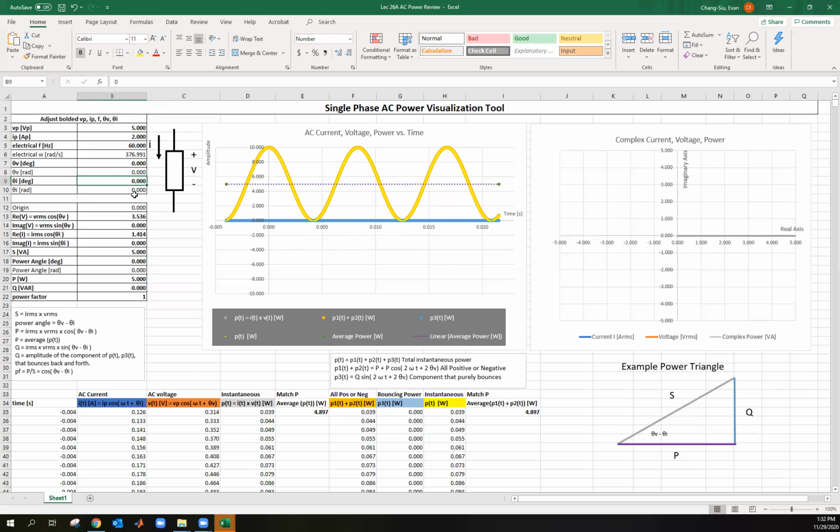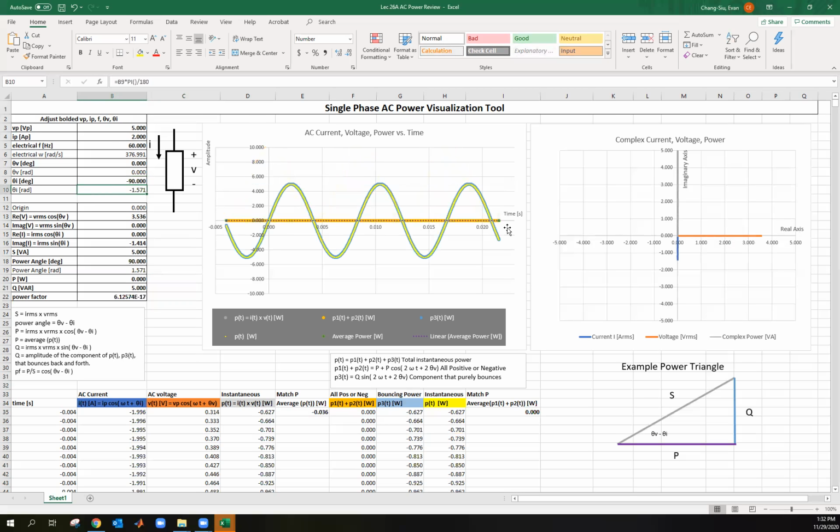Okay, let's go to the inductor situation. So if I have the inductor situation, let's put in a minus 90 again, pure inductor. What do we have? Now notice that the orange line here is squashed to 0. However, this light blue bouncing power is exactly matched with the instantaneous power. And the amplitude of the instantaneous power is Q in this case. All right, and you can see that here. Look at this. Q is 5, and this is bang on at 5. And notice no P, and you can see that here.